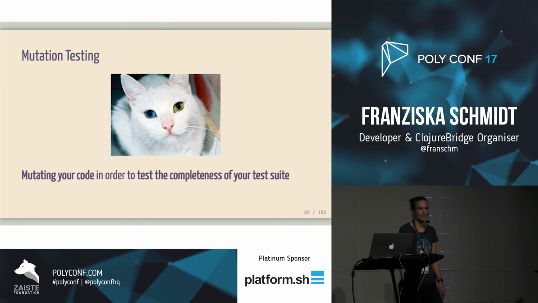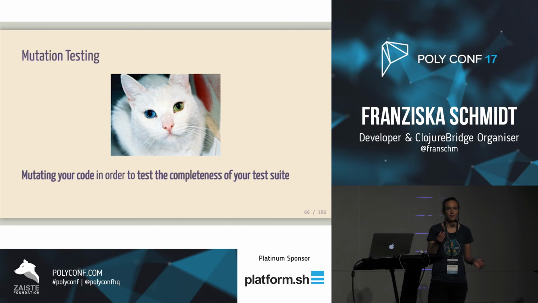The idea of mutation testing is to mutate your code in order to test the completeness of your test suite. To paraphrase, you're breaking your own code intentionally in order to see if your tests catch it. So if you break stuff in your code and your tests don't catch it, that clearly shows that something is wrong with your tests. They're not complete, or they're testing the wrong things.